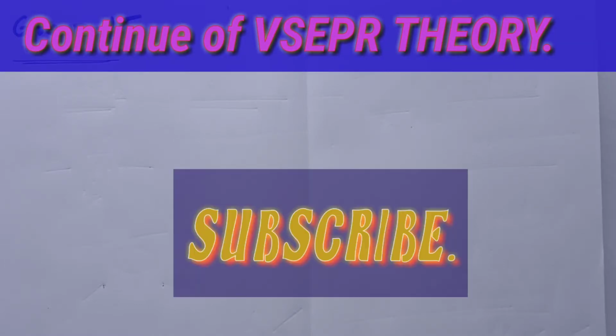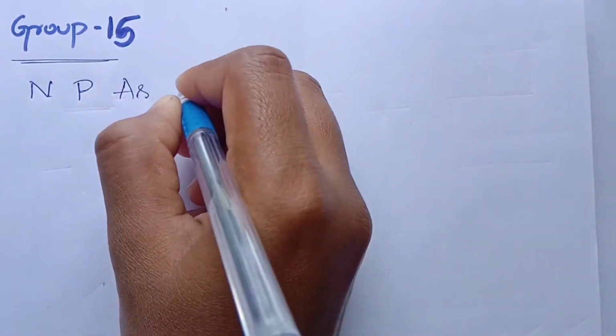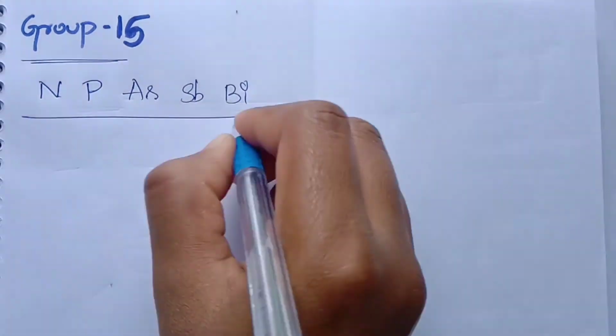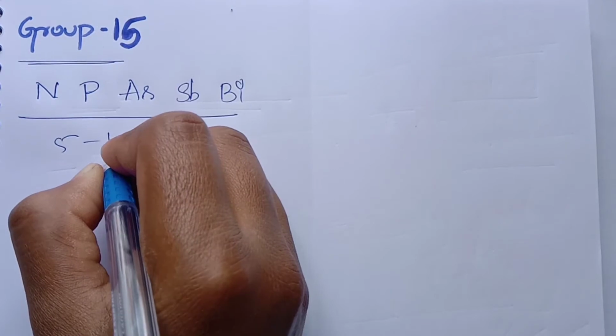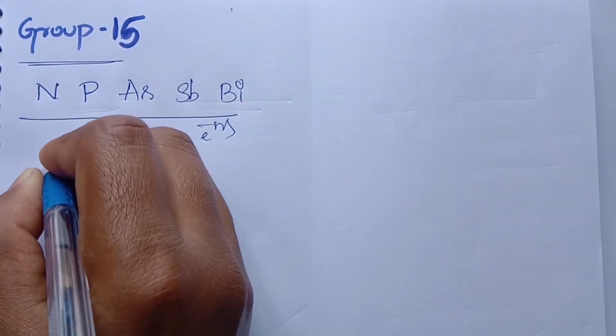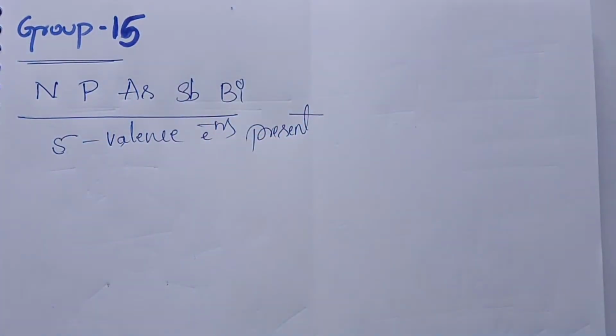Let's continue the VSEPR theory. In this video we have to learn group 15. Group 15 means the nitrogen family. In this nitrogen family, the elements have 5 valence electrons. 5 valence electrons are present in these group 15 elements.